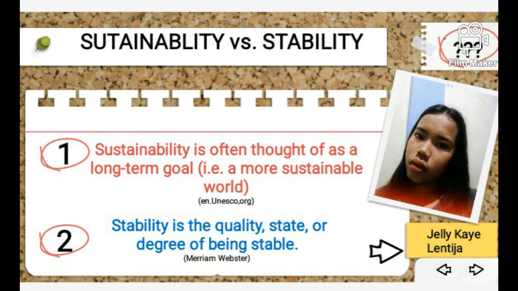So next topic is sustainability versus stability. First, sustainability is often thought of as a long-term goal. The second, stability, is the quality, state, or degree of being stable. Sustainability is basically the ability to maintain something, for example, to maintain economic growth at a certain rate or level. Stability is to be in a state of being stable, being resistant to change and not prone to wild fluctuation and emotion. For example, a life that is calm and stable where you don't have wild ups and downs.